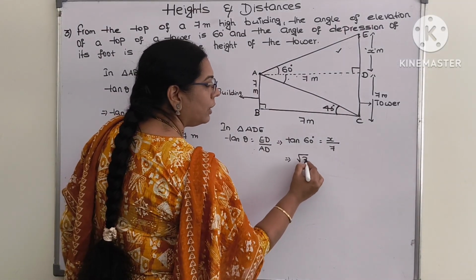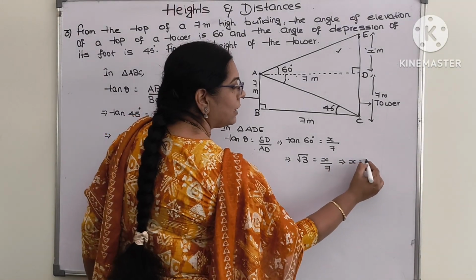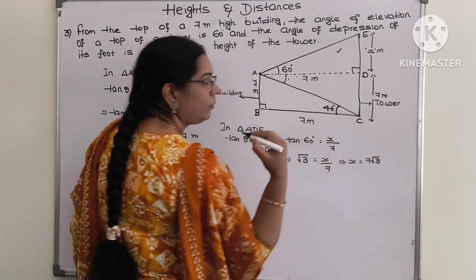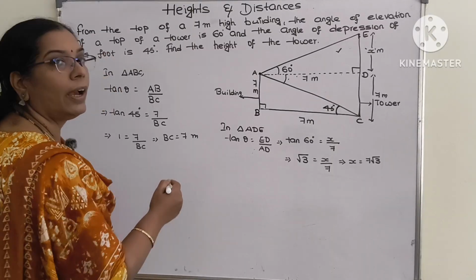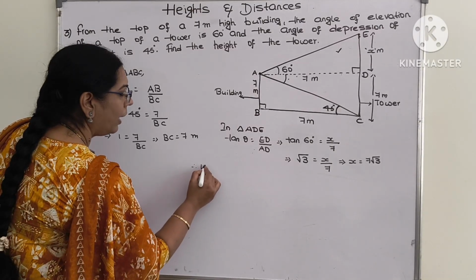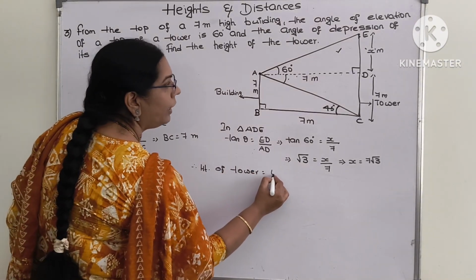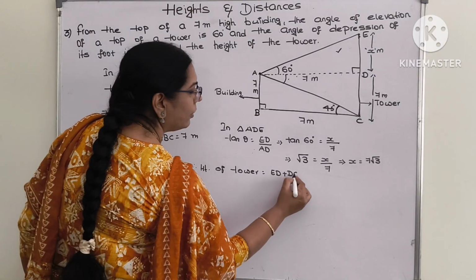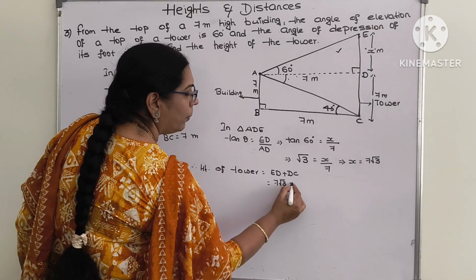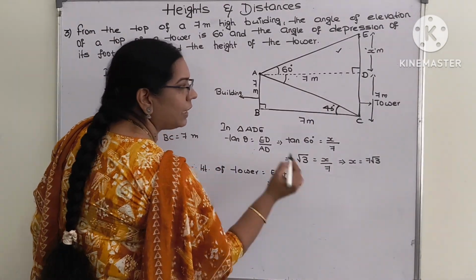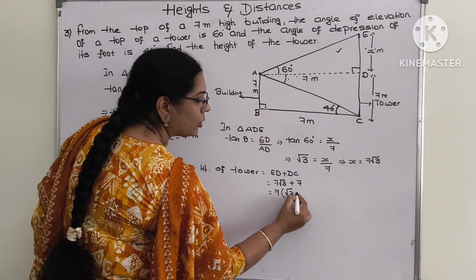Tan 60, which is root 3, equals x by 7. Do the cross multiplication. x equals 7 root 3. Therefore, what is the height of the tower? Therefore, height of tower is equal to ED plus DC, which is 7 root 3 plus DC, which is 7. So 7 is common, take 7 common: 7 times (root 3 plus 1).